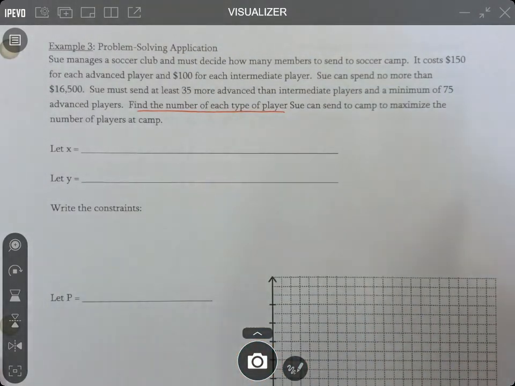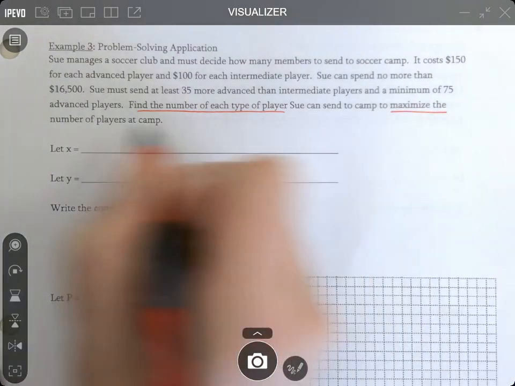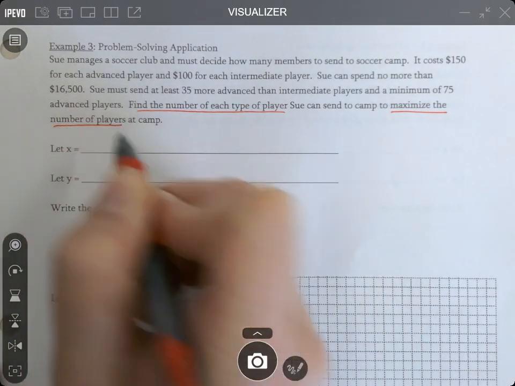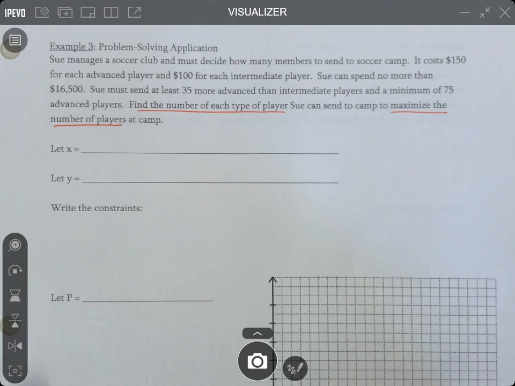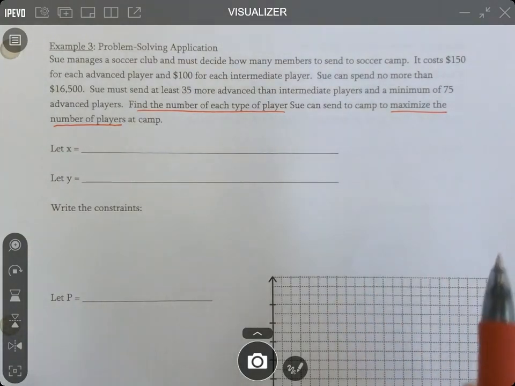And what are we trying to do? Maximize the number of players. So we know what we're starting with, and then we know our end goal. The objective is to maximize the number of players. It's not money. Everyone thinks about max and min being money. We just want to maximize how many kids can actually go to this camp.